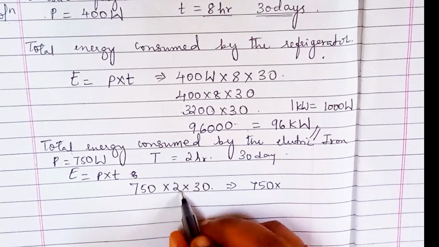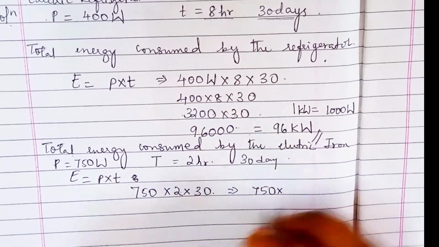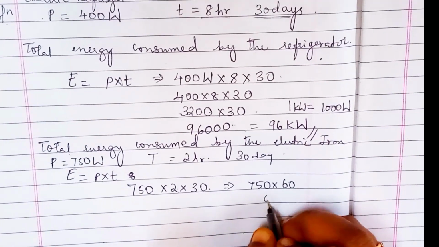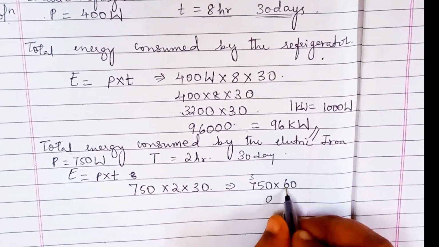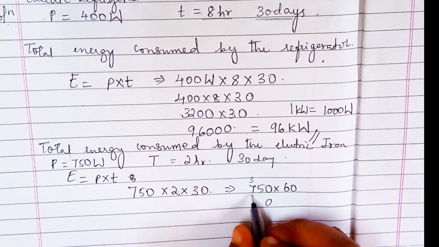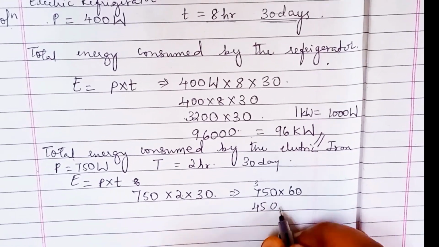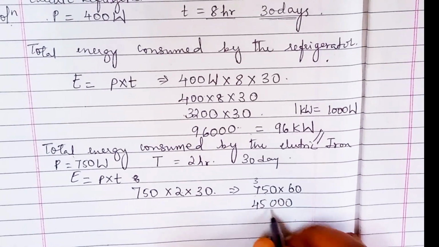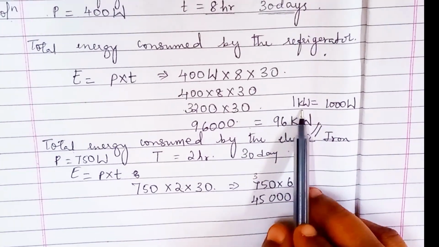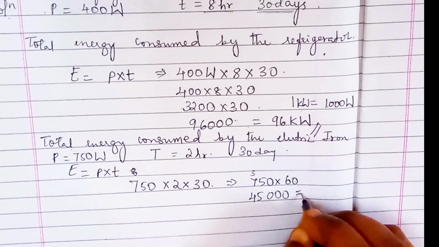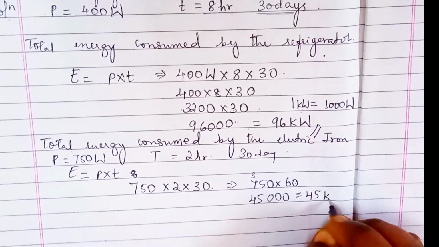750 into 6, 30 into 2, how much? It will be 60. Now you have to just multiply. 6 5s are 30, 3 carry. Now 6 7s are how much? 42, 42, 43, 44, 45. So 45. How many zeros? 1, 2. So how many zeros are there? 3 zeros are there. Initially, I already told you 1 kilowatt is how much? It is equal to 1000 watt. So can I write it as 45 kilowatt?